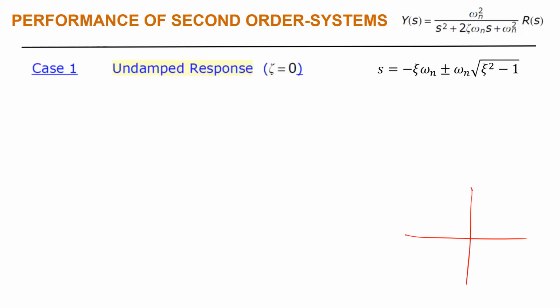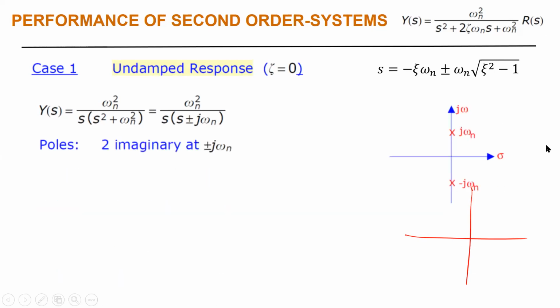Let me start with zeta equals 0. If zeta equals 0, where will the poles be? This will be 0, this will be 0, so the roots are complex: plus or minus j omega n. The locations are going to be on the j omega axis.